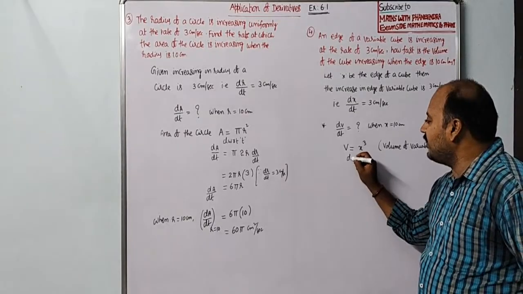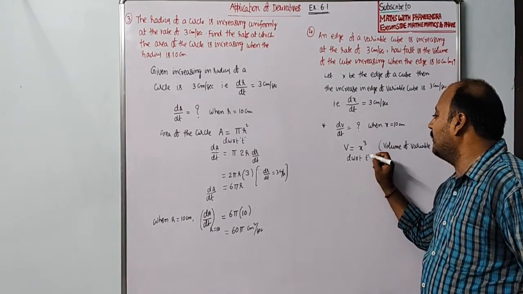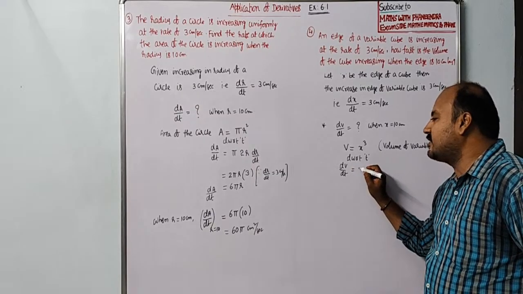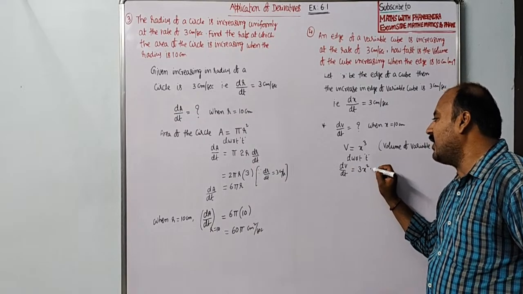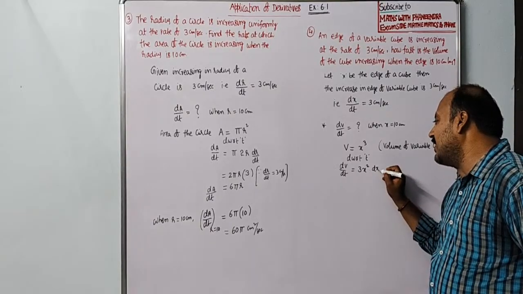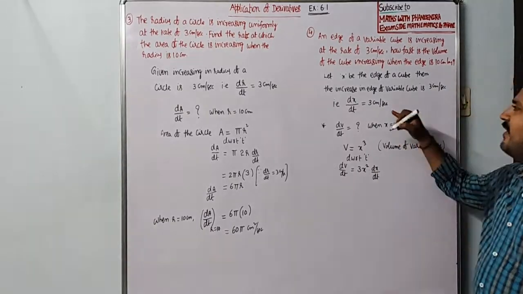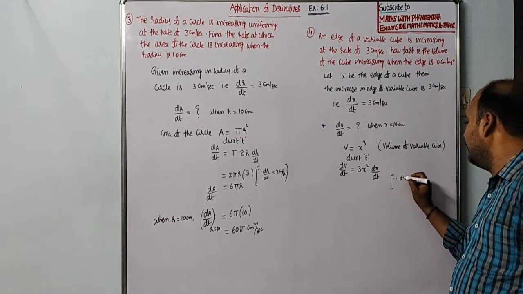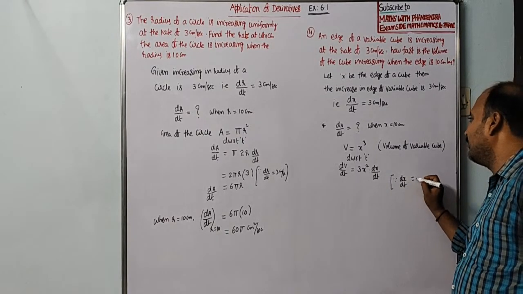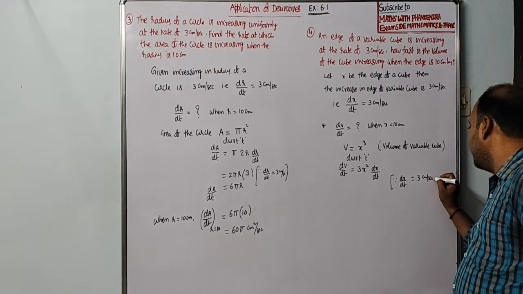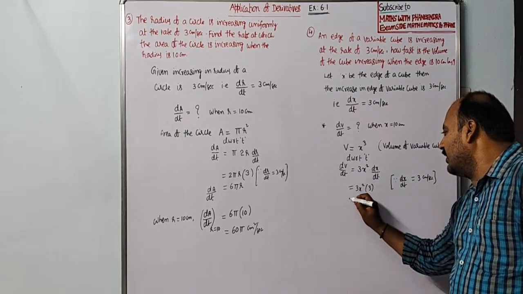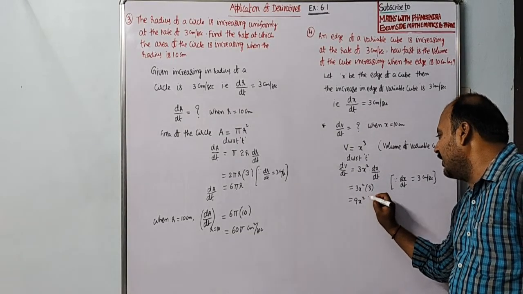So differentiate with respect to t. dV by dt is equal to x cube, derivative is 3x square. Again x derivative is dx by dt. So dx by dt value we got it now. Since the value of dx by dt is equal to 3 centimeter per second, so 3x square into 3, that is equal to 9x square.